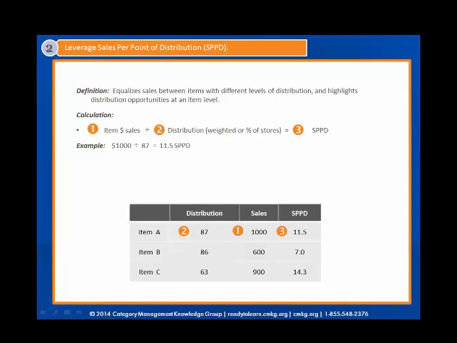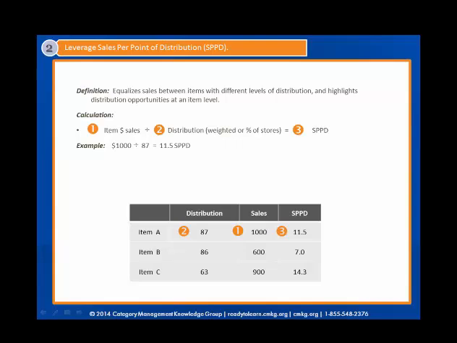So in this example here, as we're looking across these three items, we can see that it's actually item C. Although it's not the best-selling item in the category, it wouldn't be at the top of the item rank, it is the most productive where it is listed. So although it has 63% distribution, the lowest of the three that we're looking at here, it drives $14.3 per store per week compared to brand A and brand C.